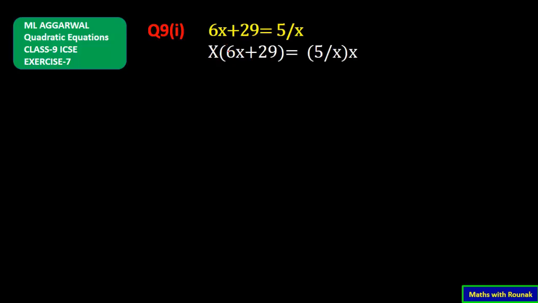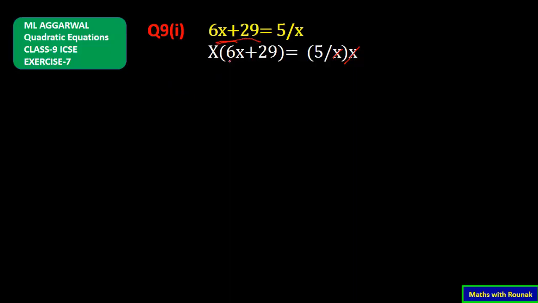So if we multiply with x on the left hand side, we will get x in bracket 6x plus 29 is equal to 5 divided by x into x. Here, if we multiply by x, x and x will cancel out and we will be left with 5. And we have to multiply x with 6x and x with 29.